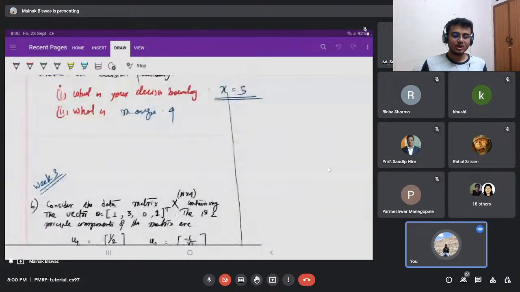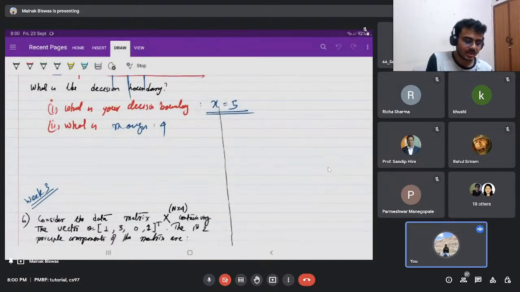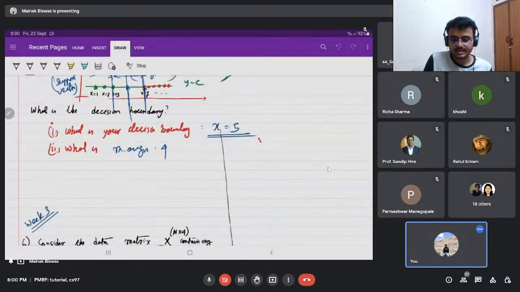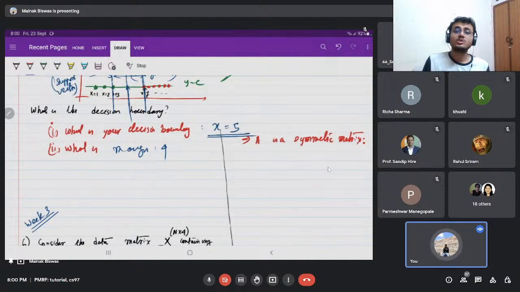First I'll just build intuition for one thing. So let us derive one property. Say A is a symmetric matrix. This is a linear algebra sort of thing. A is a symmetric matrix, right? So what can you say about its eigenvectors?